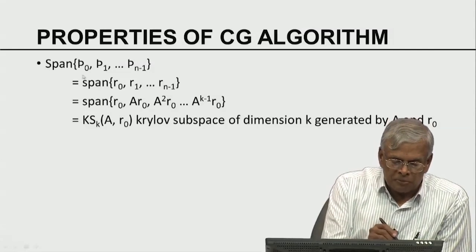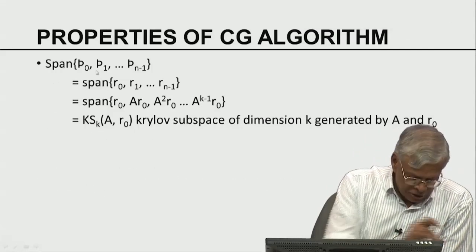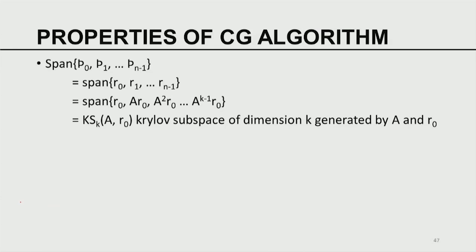Another property is that span of p naught to p n minus 1 is the same as span of r naught to r n minus 1, which is also equal to the span of r naught, A r naught, A square r naught, up to A to the power n minus 1 r naught. And this space that is generated like this is called the Krylov subspace.